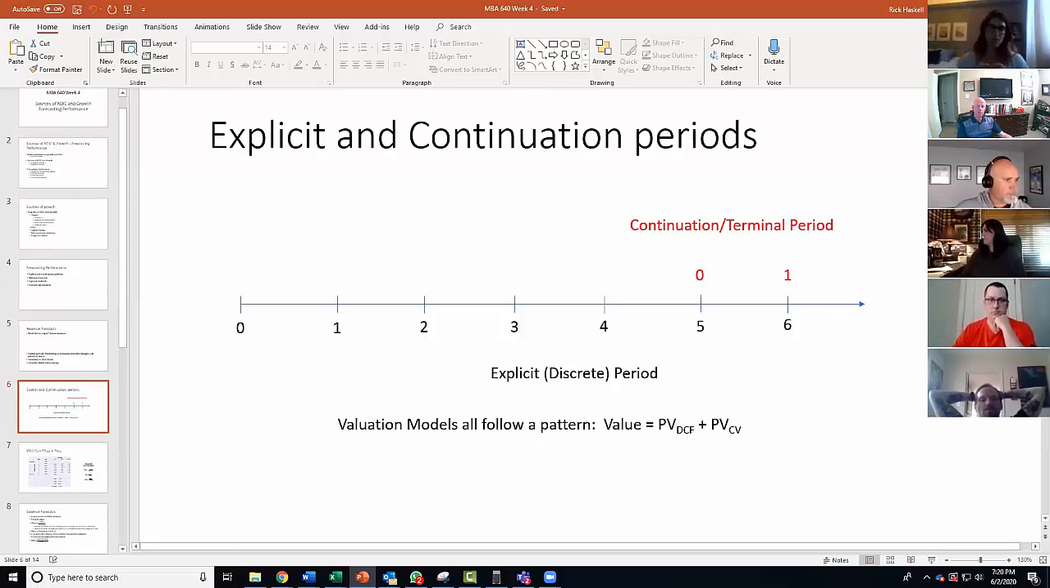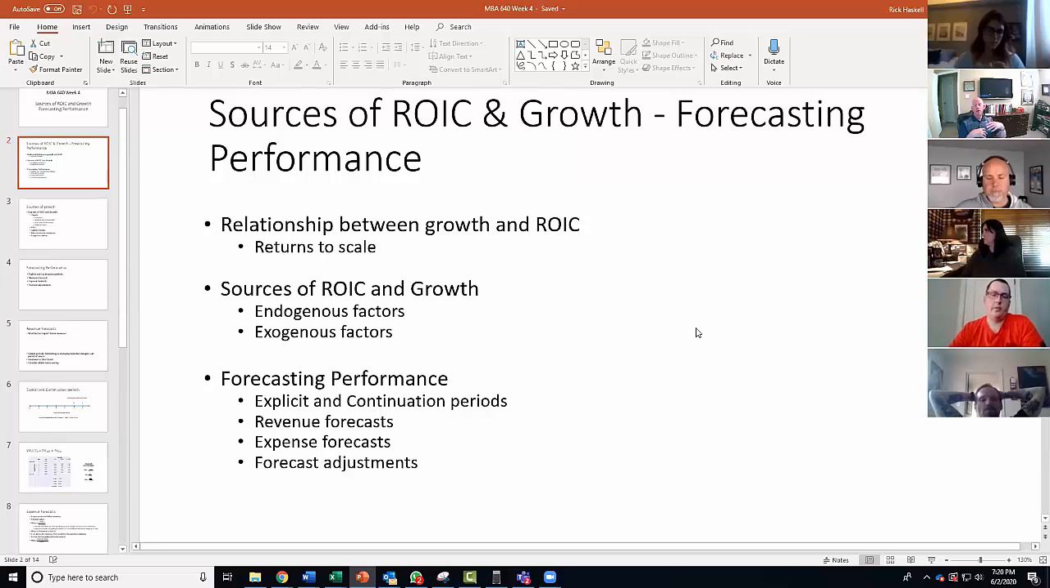Now I'm going to move back a little bit and talk about how we would apply things to the time signature. So I said that we would talk about the relationship between growth and ROIC, and we talk about sources of this ROIC and growth. So let's talk about those for a few minutes. Remind me what return on invested capital stands for and what it represents to us. Andrew, any ideas?